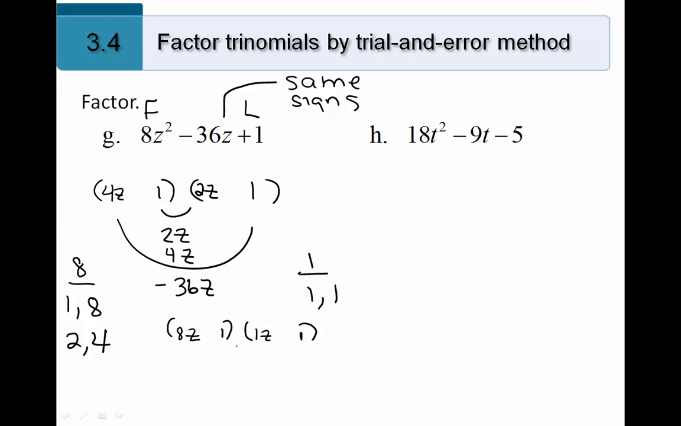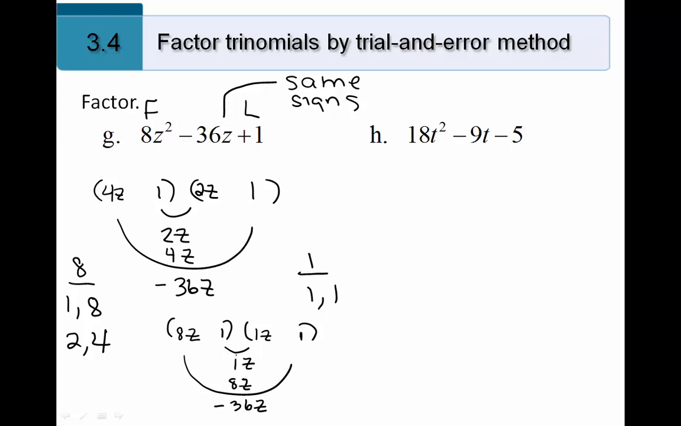If I check my inner and outer, 1 times 1z is 1z. 8z times 1 is 8z. I still need negative 36z. 1 and 8 add up to 9z. Okay, and my signs have to be the same. It's still not going to work.